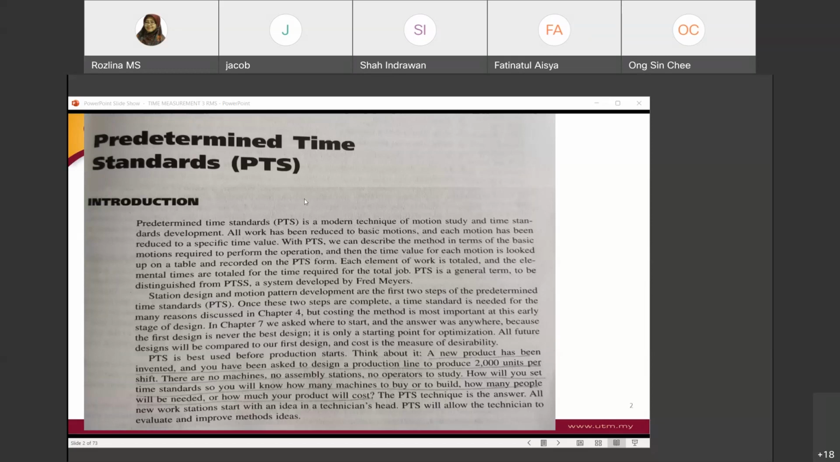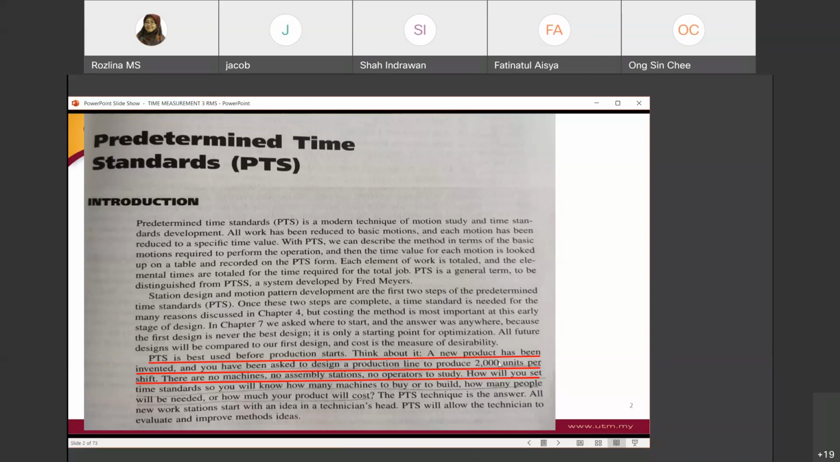Okay, now we go to the predetermined time standards. What is predetermined time standard? This is still under the time study. You have several types and several methods of doing the time study. I just want to focus on this part at the bottom. Predetermined time study is best used before production starts.